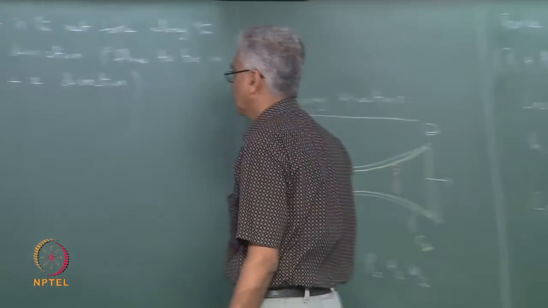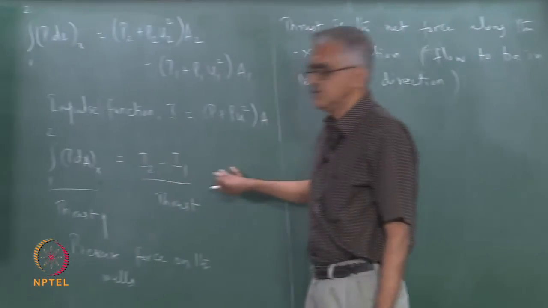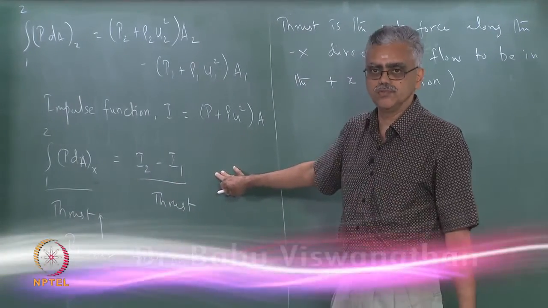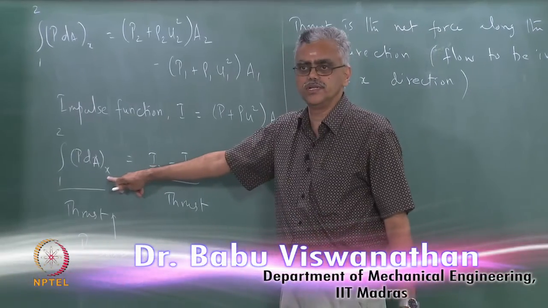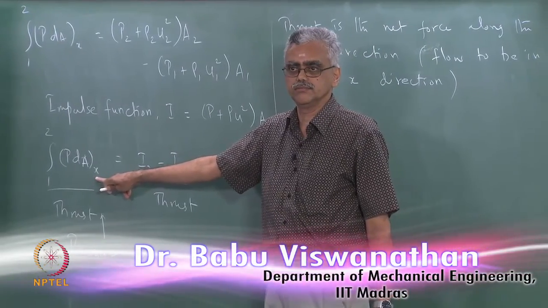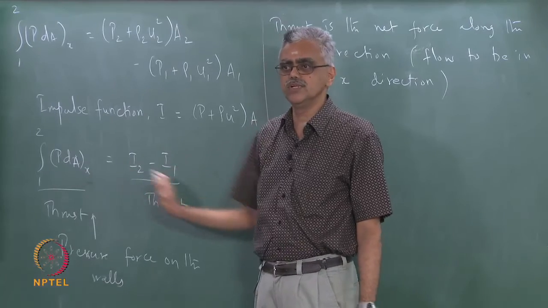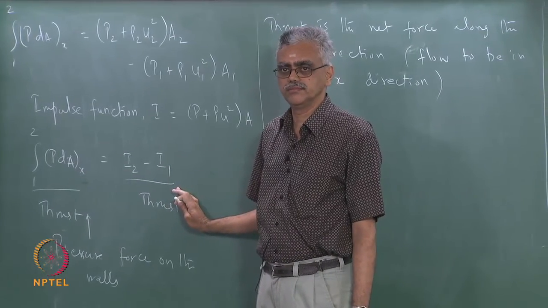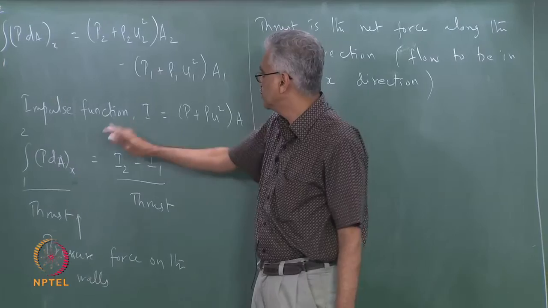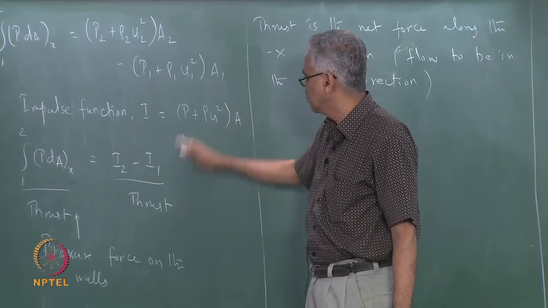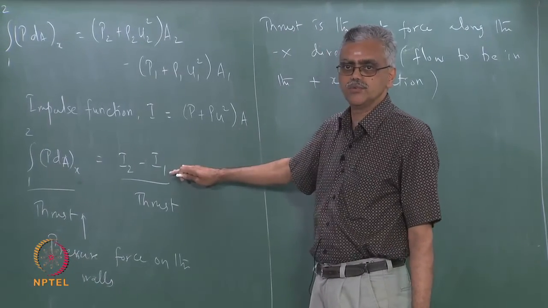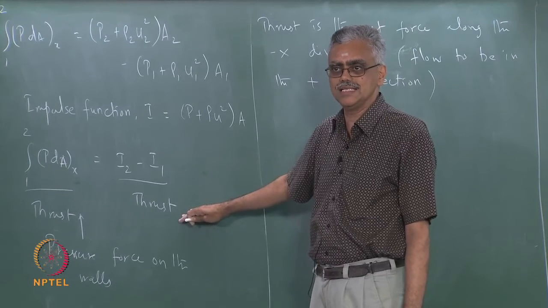In the actual course, we will use this formula extensively and exclusively, because it is impossible to calculate this quantity in a practical situation. But you must understand that both will give you the same answer. Okay? So, this is how impulse function is related to thrust. So, thrust is equal to I2 minus I1. We will expand this formula in the next class and continue.